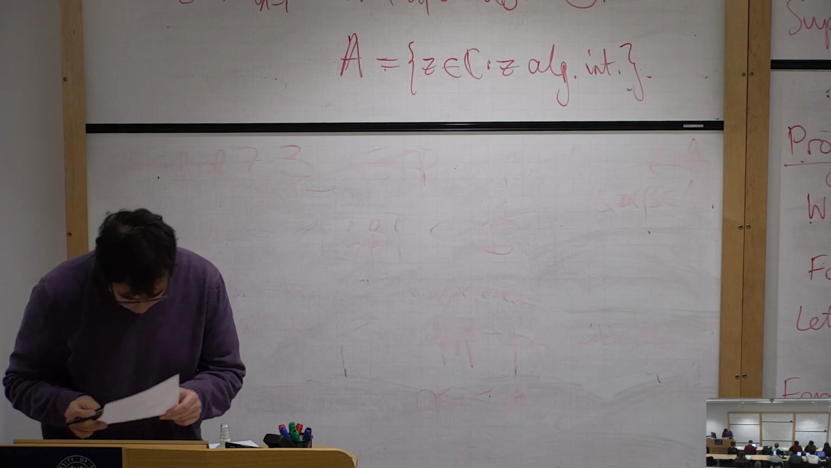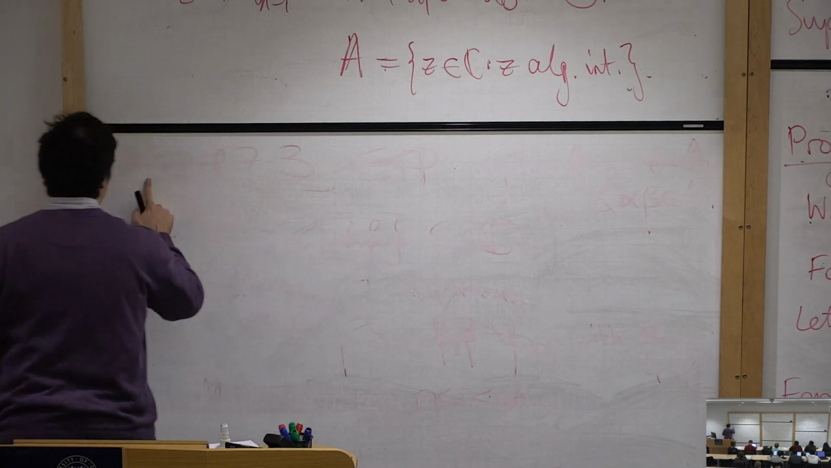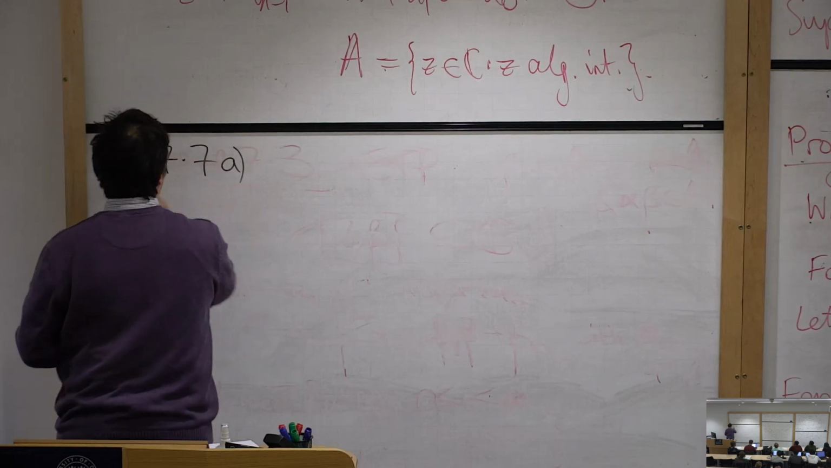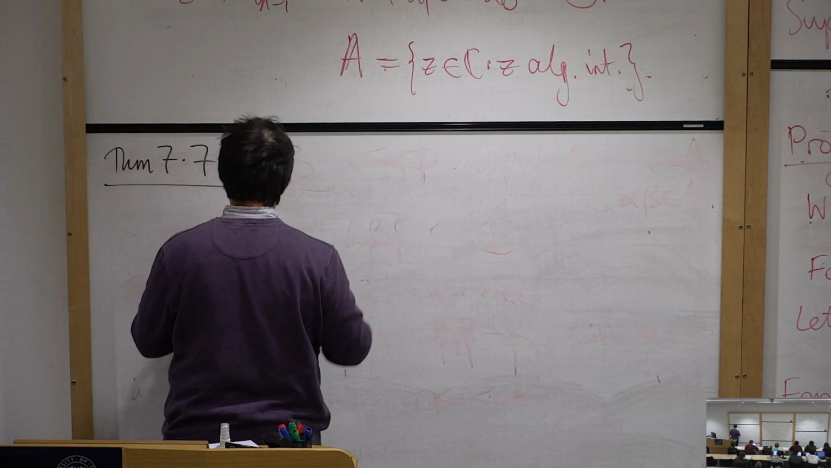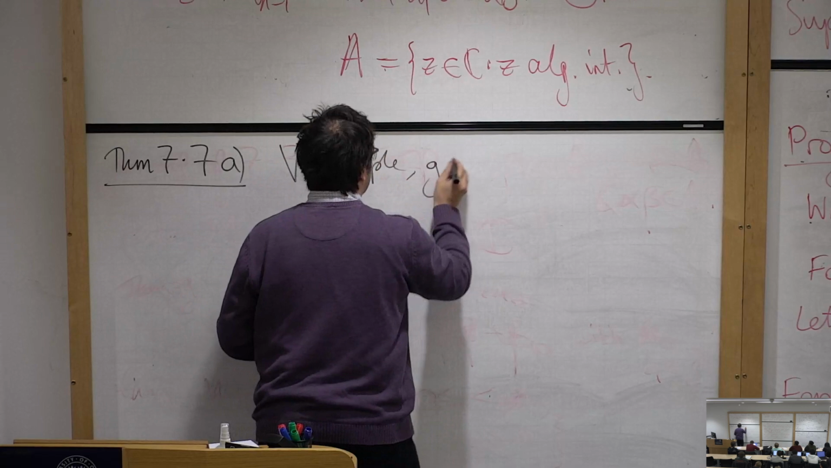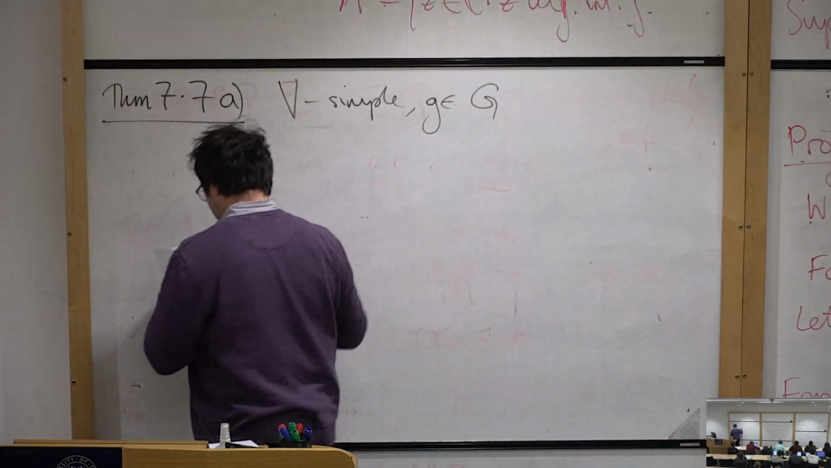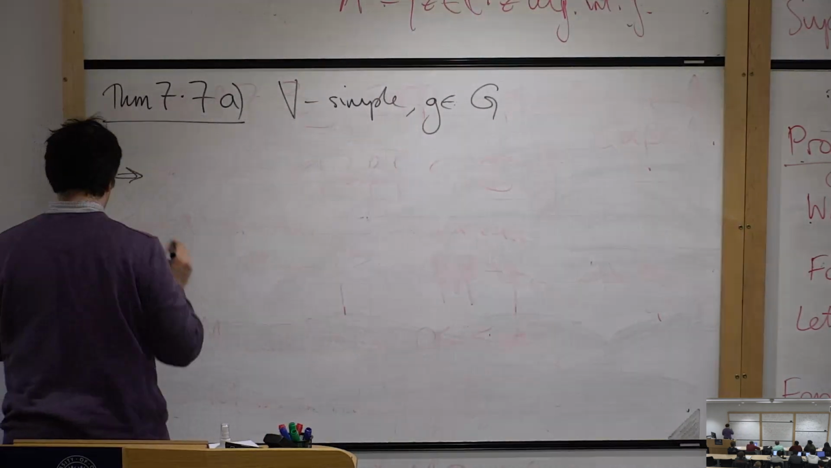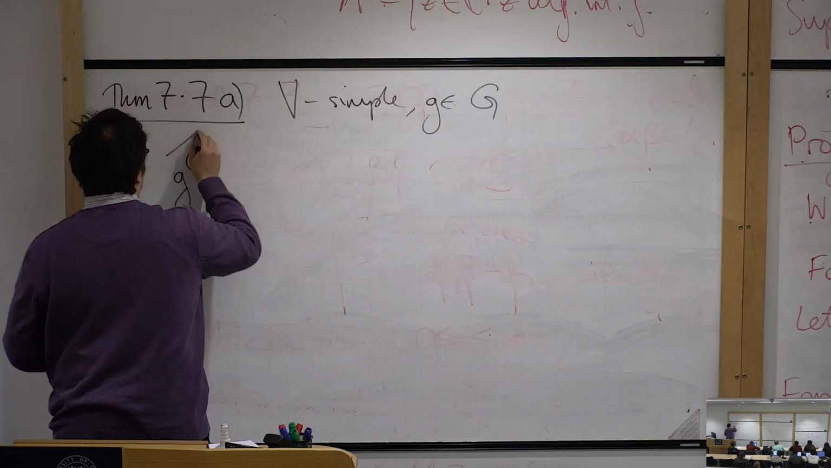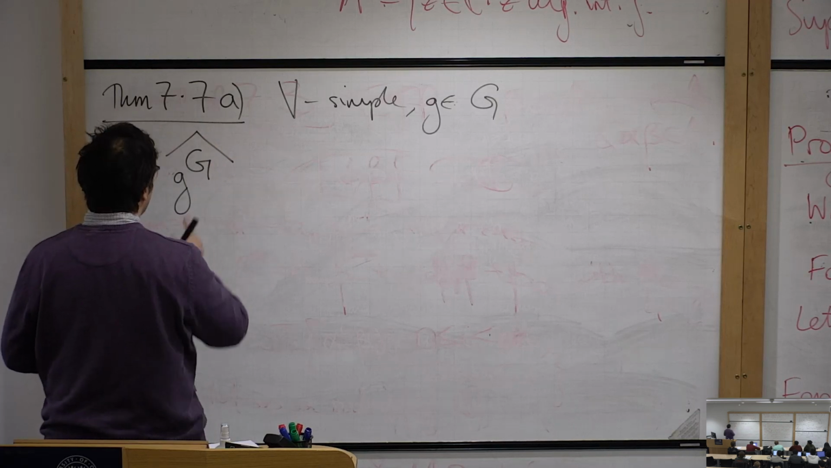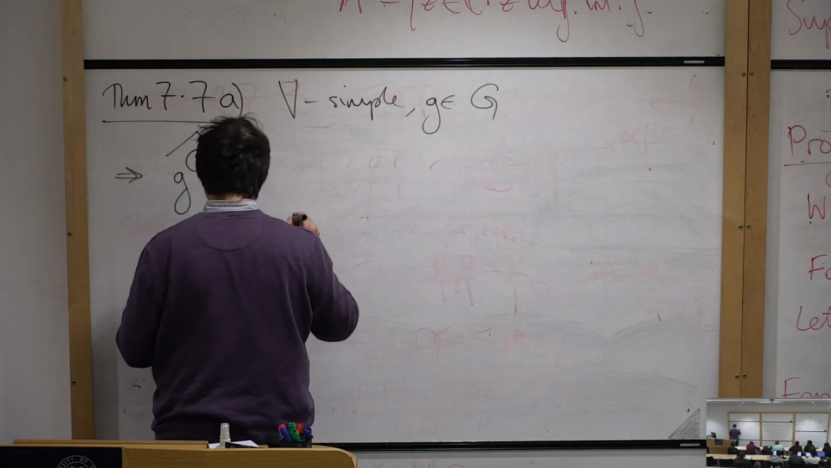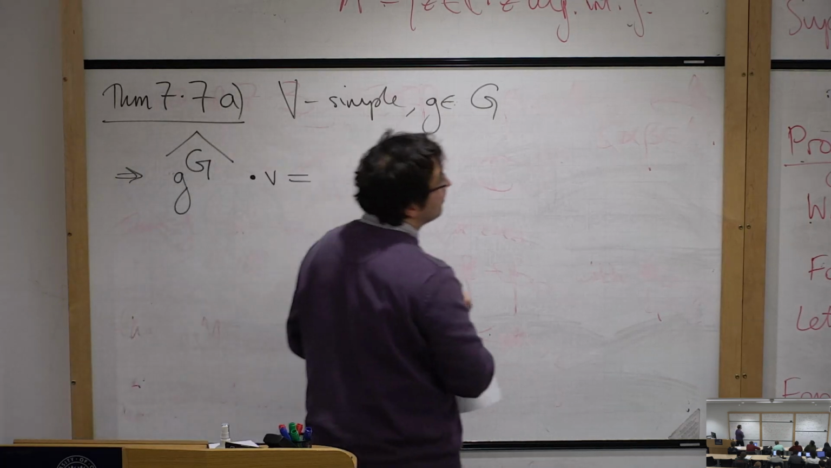I'm going to prove now 7.7a, which says that if V is simple and g is in G, then the conjugacy class sum of g, which is the central element, acts on anything in V exactly by this number.